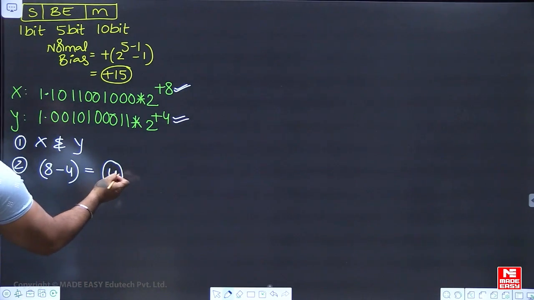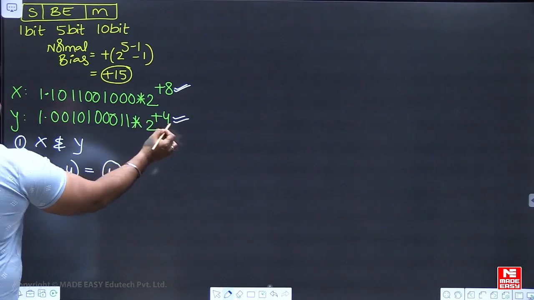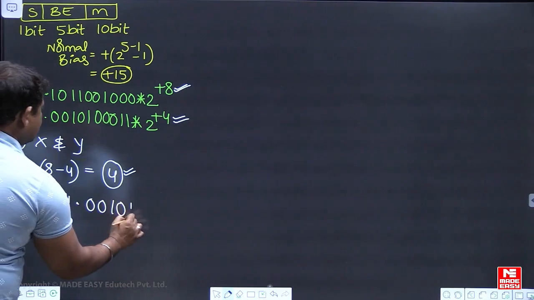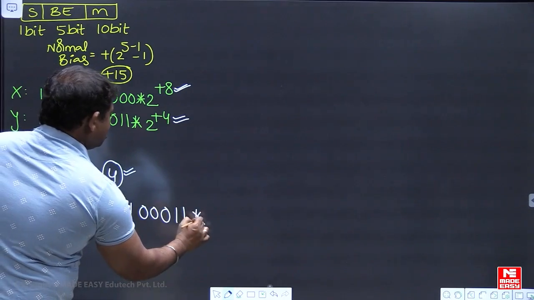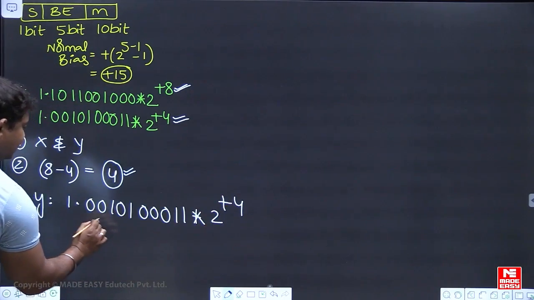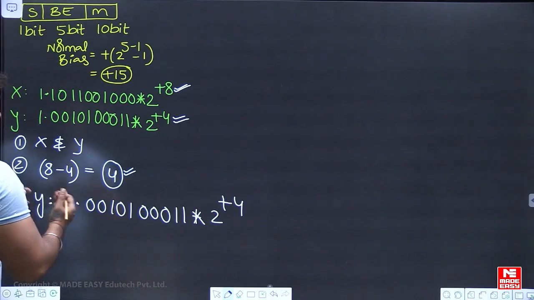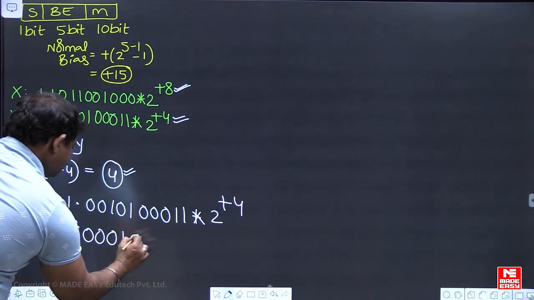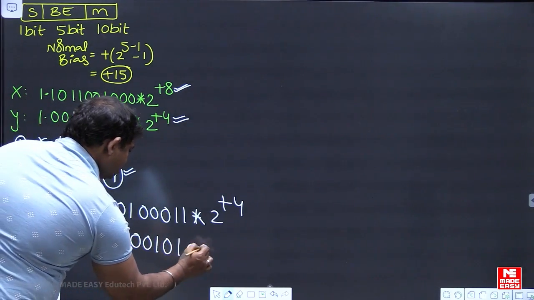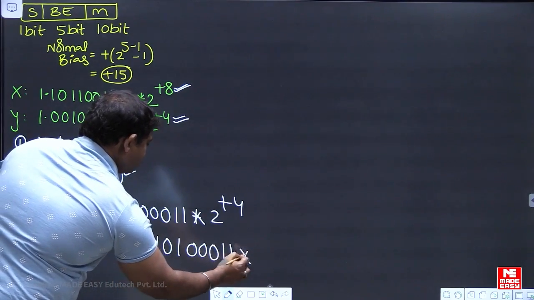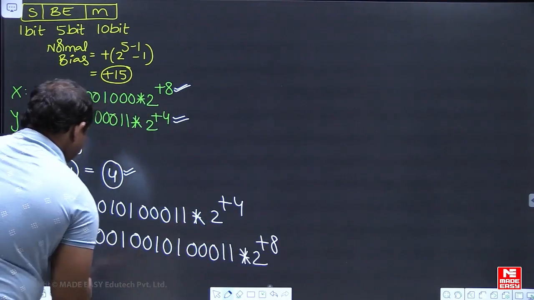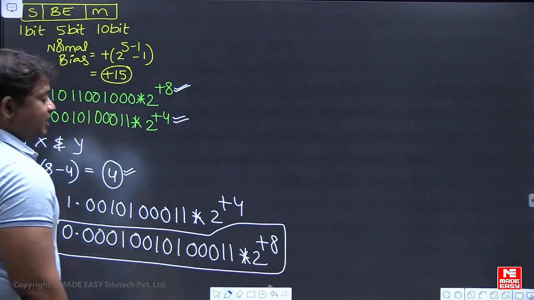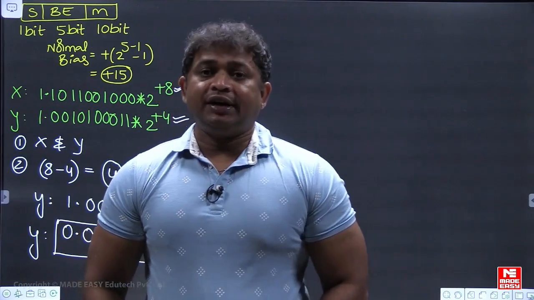Clear? So when the exponent difference is 4, take the smaller exponent's mantissa, so y: 1.00101000011 into 2 to the power of plus 4. Now this data will be aligned to the right 4 times. So 0.0001 0010 1000011 into 2 to the power of plus 8. Yes, this is the data after the alignment. Take the smaller exponent's mantissa and align it to the right up to the difference.